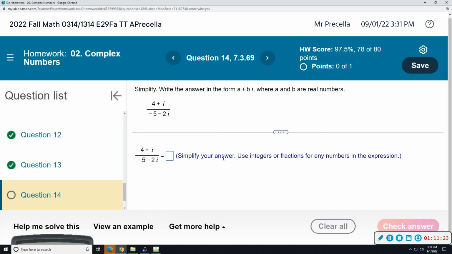Oh, wait now. Number 14. Let me write that down. Or did you want to do it? I'll do it. No, you can do the last one. 4 plus i divided by negative 5 minus 2i. Did I copy it down right? Yes, I did. Oh, I said I'd do it.